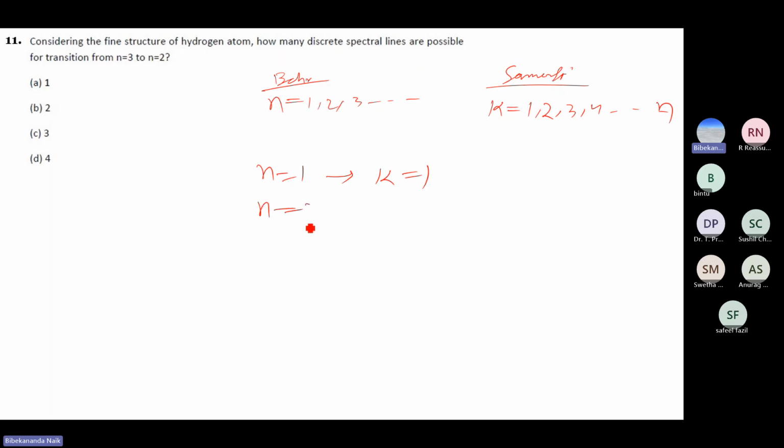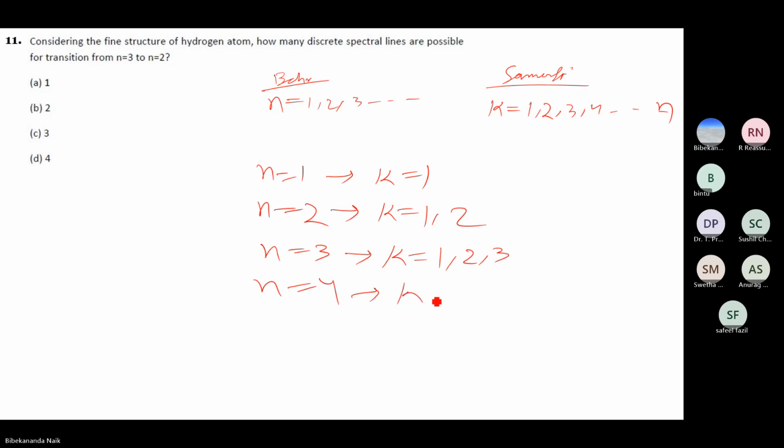So for n equals 2, k will start from 1 to n, that is 1 and 2. For n equals 3, k will be 1, 2, 3. Then for n equal to 4, k has 1, 2, 3, 4, that is 4 values.